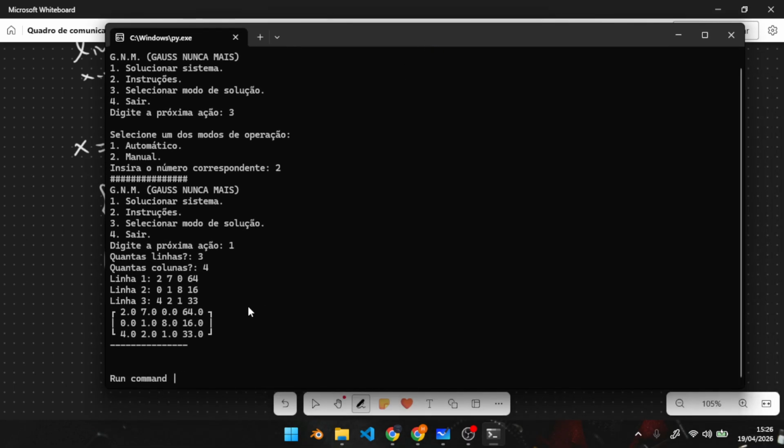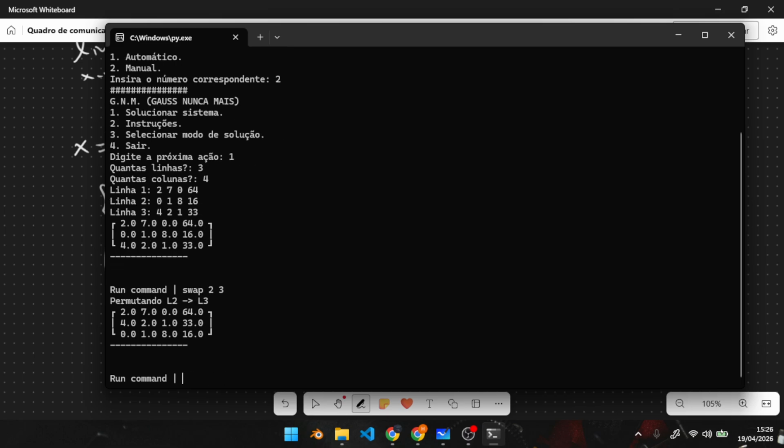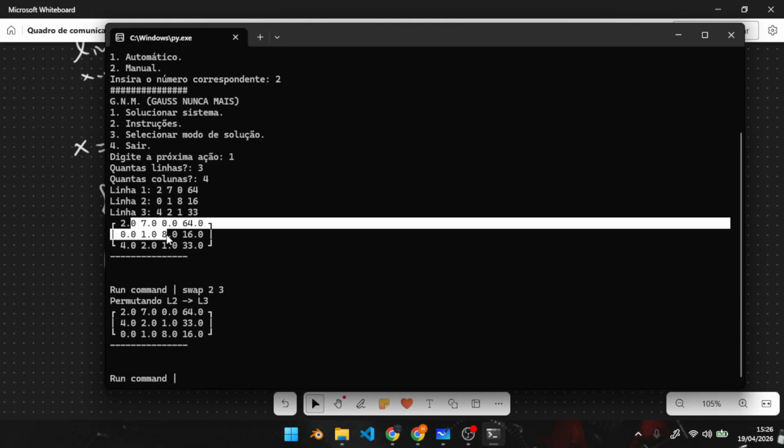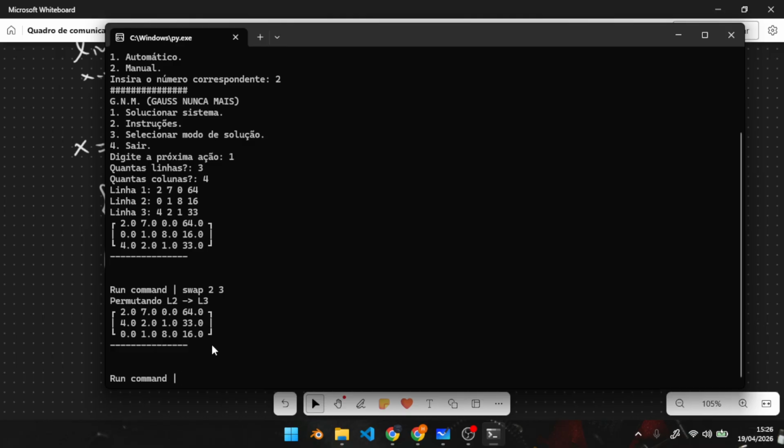And then, on manual mode at least, you have a kind of command bar here, and then you can run the commands. The commands are add, swap, and scale. Add adds a row, scaled, to another row. Swap swaps rows, very self-explanatory, and scale scales a row. So to start, I'm gonna swap line 2 with line 3. You can see, of course, it's in Portuguese, but you can see that we swapped line 2 with line 3. And if you compare the results, it really did that.